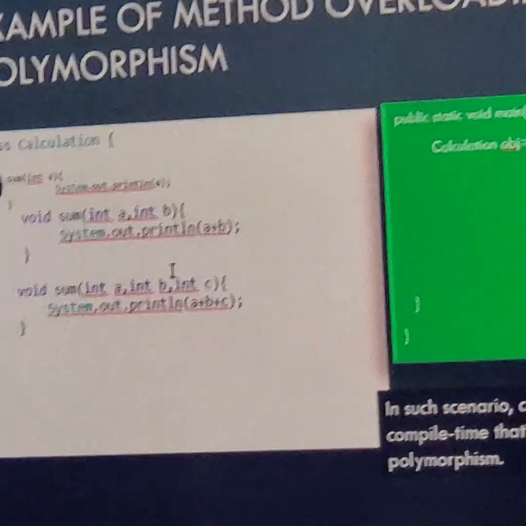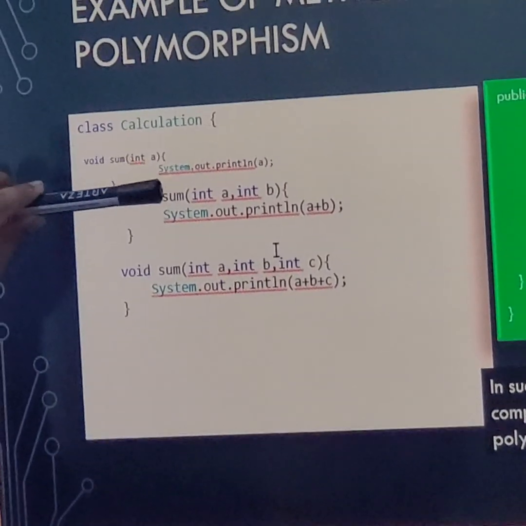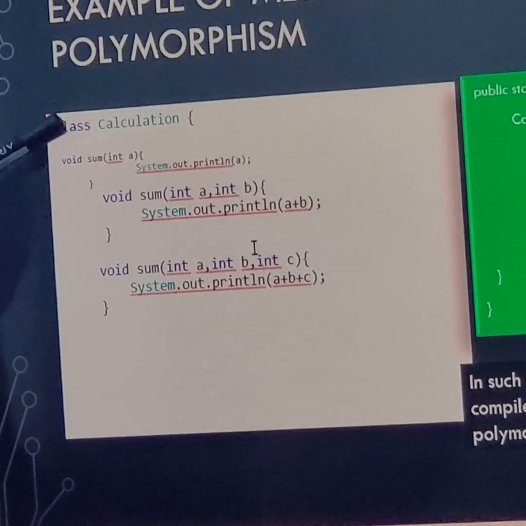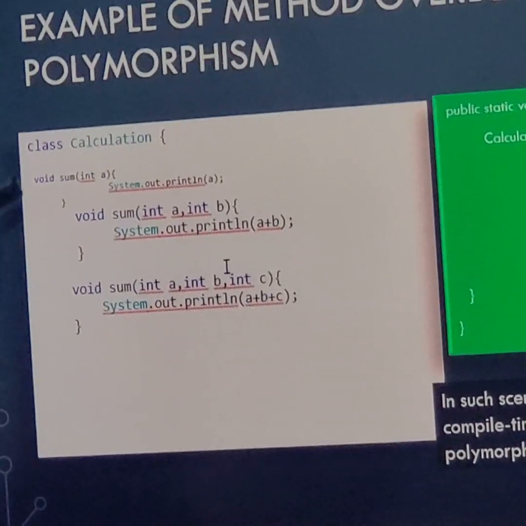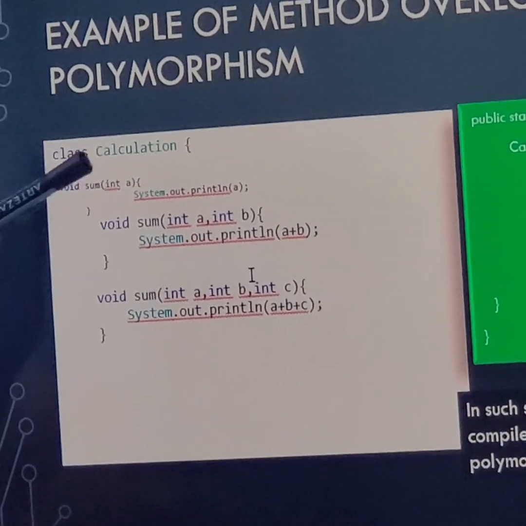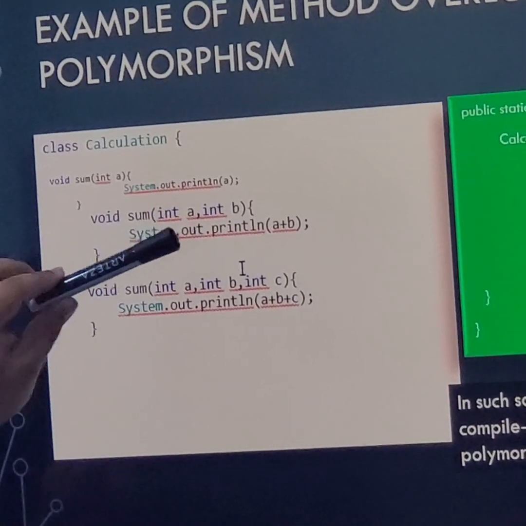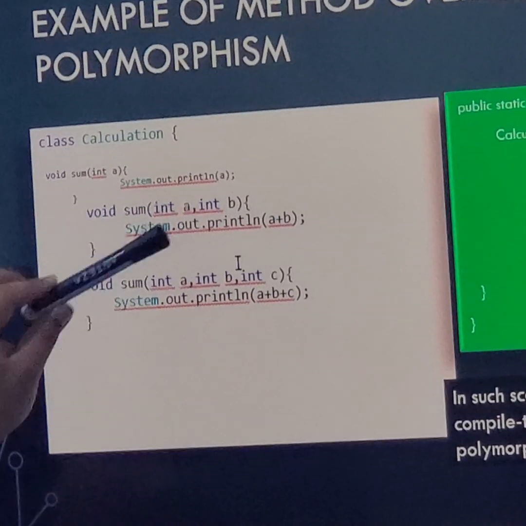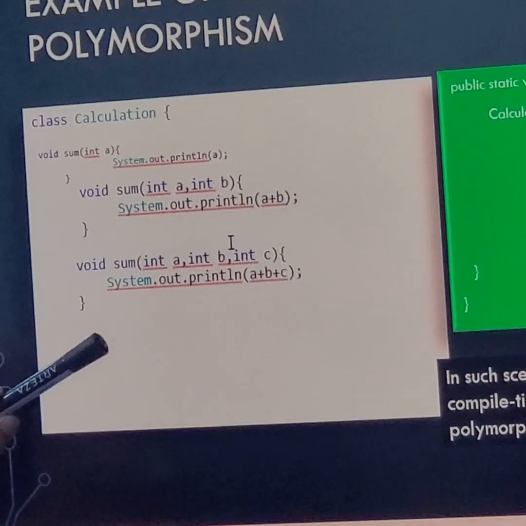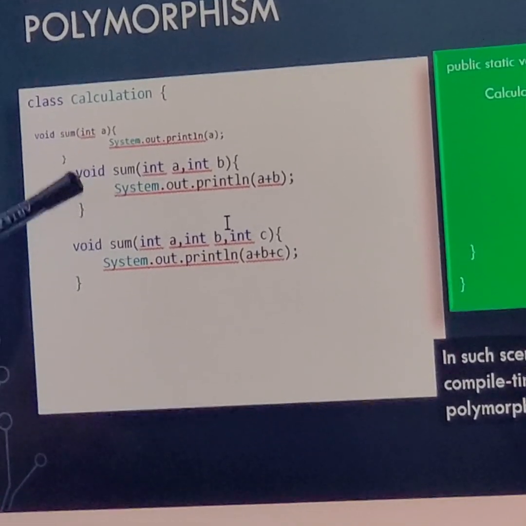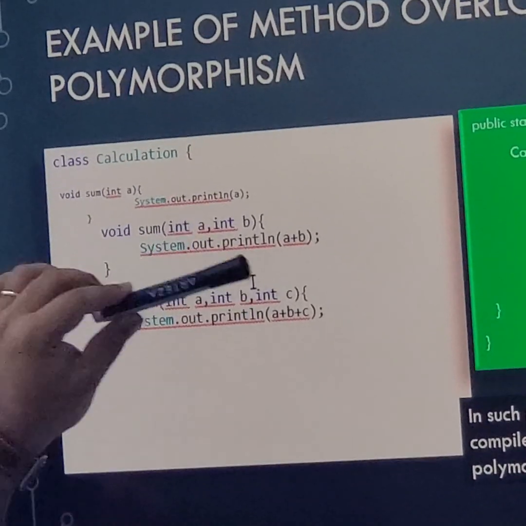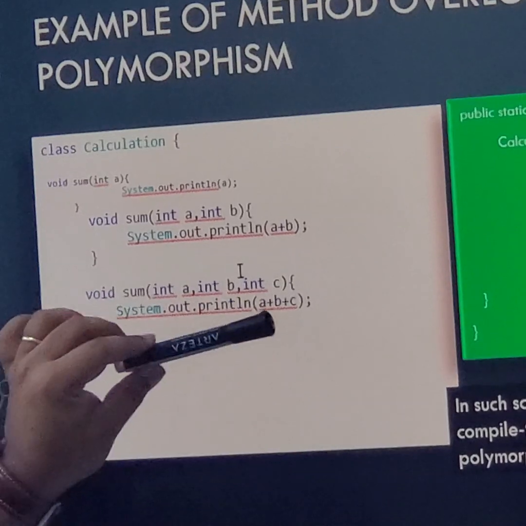You have the method name sum, and then the method name sum again, and sum again. This is all happening in the same class. You see class Calculation, right? First it has int A, only one parameter. Then you have int A and int B, two parameters, and then int A, int B, int C, three parameters. The first one is just printing the value, the second adds two values, and the third adds three values.